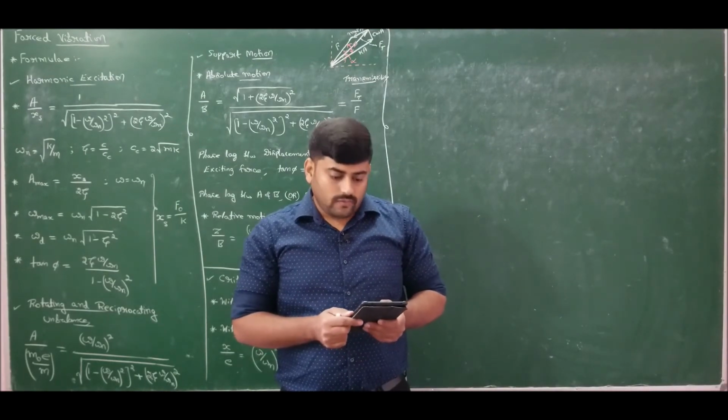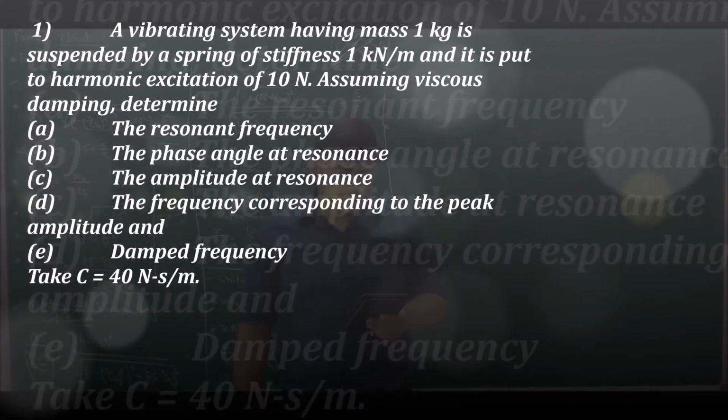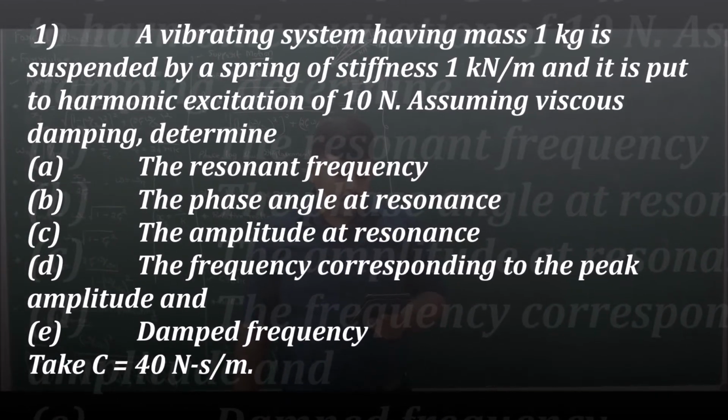Now the problem number 1 states that a vibrating system having mass 1 kg is suspended by a spring of stiffness 1000 Newton per meter and it is put to harmonic excitation of 10 newtons. Assuming viscous damping, determine A. resonant frequency, B. phase angle at resonance, C. amplitude at resonance, D. the frequency corresponding to peak amplitude, and E. damped frequency. Take C is equal to 40 Newton second per meter.